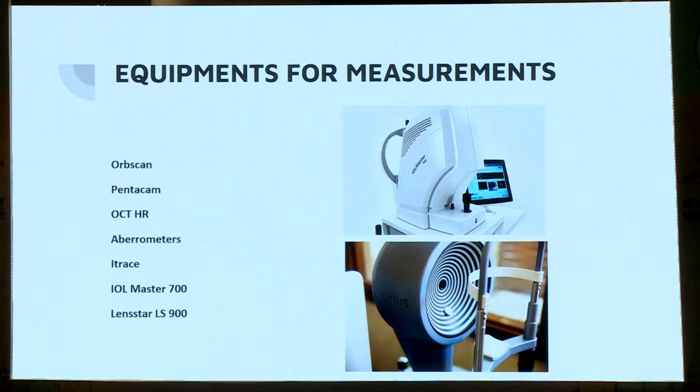Now the topography gives you a larger number of measurements of the cornea. It also gives you the measurement of the anterior and the posterior curvature of the cornea. We have the OCT, the aberrometers and EyeTrace. And now we have the advanced biometers like the IOL Master 700 and the Lenstar LS 900. The advantage of these biometers is that they have inbuilt software which calculates the power for post-refractive patients, and the chance of post-operative refractive surprises is very rare.